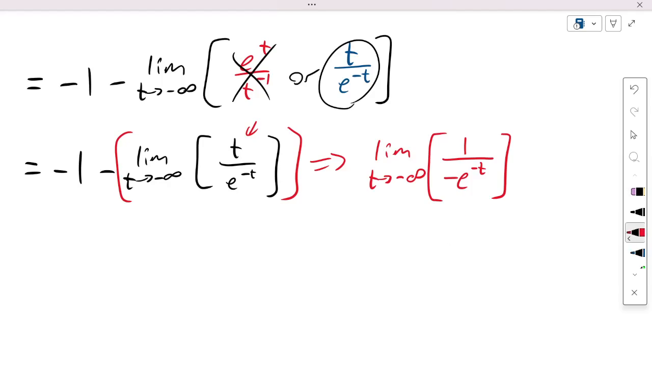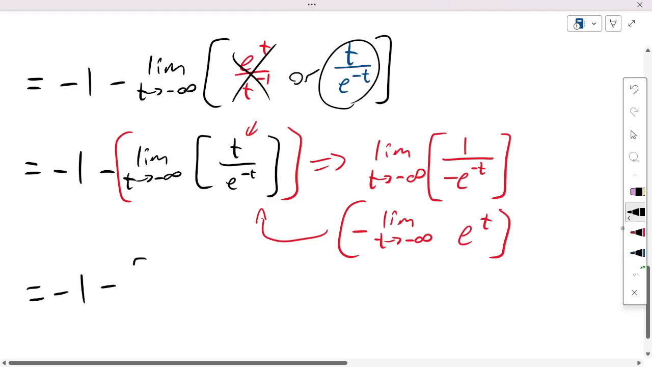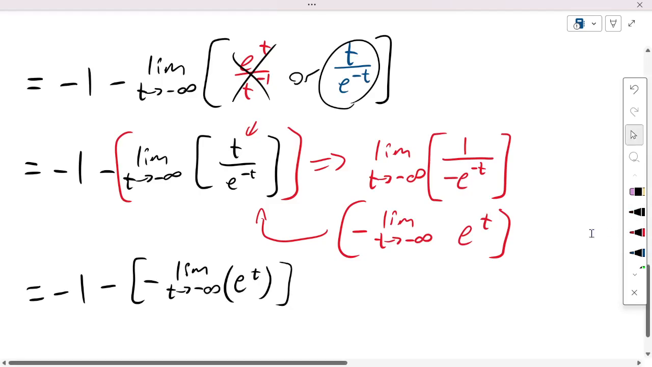This is actually perfect. So now what we can do is we can actually just take this negative out so that it basically gets rid of our problem. So it'll be negative limit as t approaches negative infinity of 1 over e to the -t. Which we can actually just write as e to the t, because that's the reciprocal. So let's plug this into that, with what we have in the red. So therefore it's going to be equal to 1 minus, we're going to have minus negative limit t approaching negative infinity of e to the t. Okay, so that's what we have.